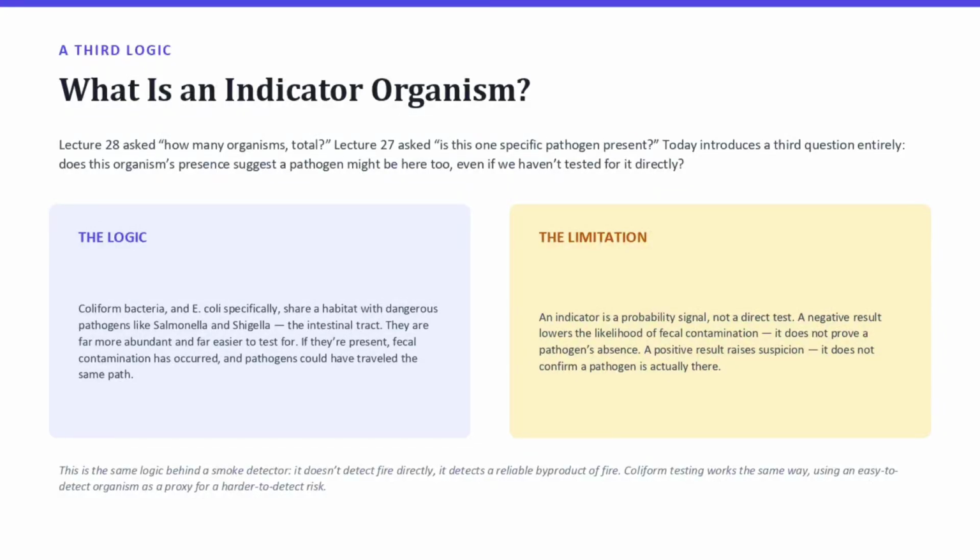But here's the limitation. And I want to be precise about this. An indicator is a probability signal, not a direct test. A negative result lowers the likelihood of fecal contamination, it does not prove a pathogen's absence. A positive result raises suspicion, it does not confirm a pathogen is actually there. Think of it like a smoke detector. It doesn't detect fire directly, it detects a reliable byproduct of fire. Coliform testing works exactly the same way, using an organism that's easy to detect as a proxy for a risk that's much harder to detect directly.